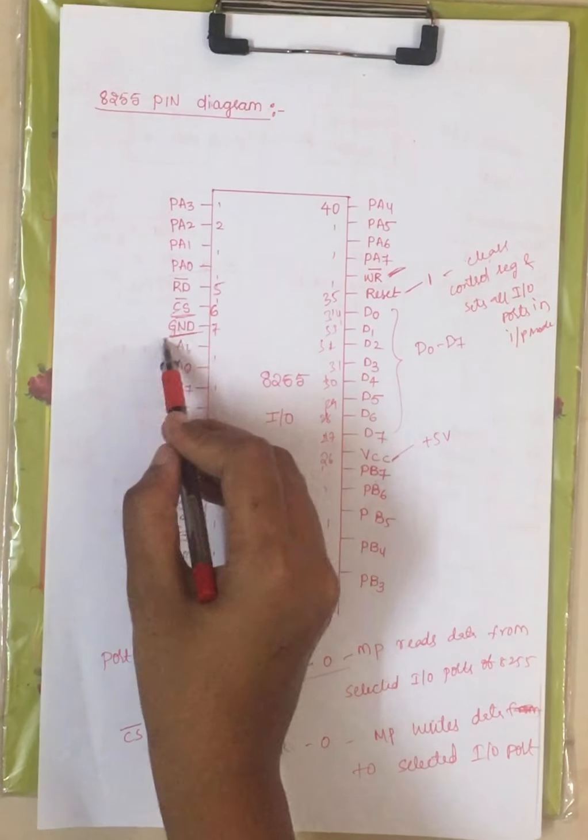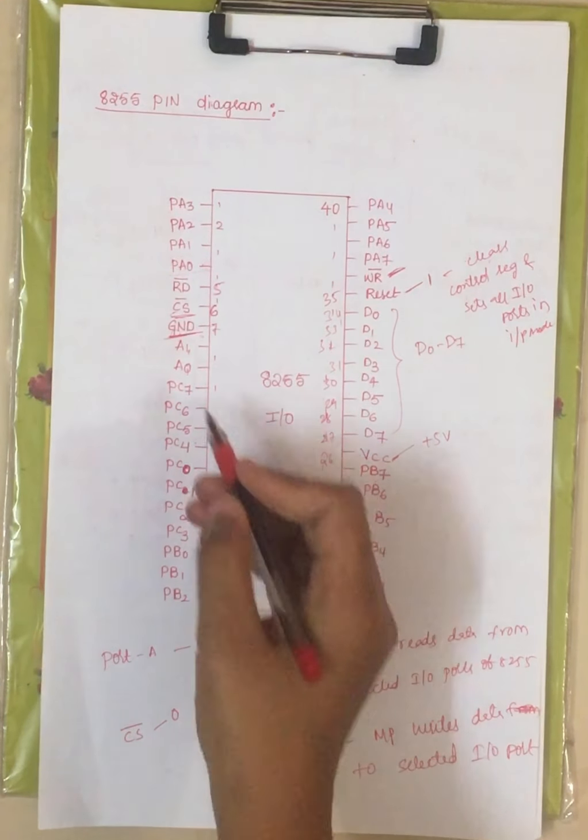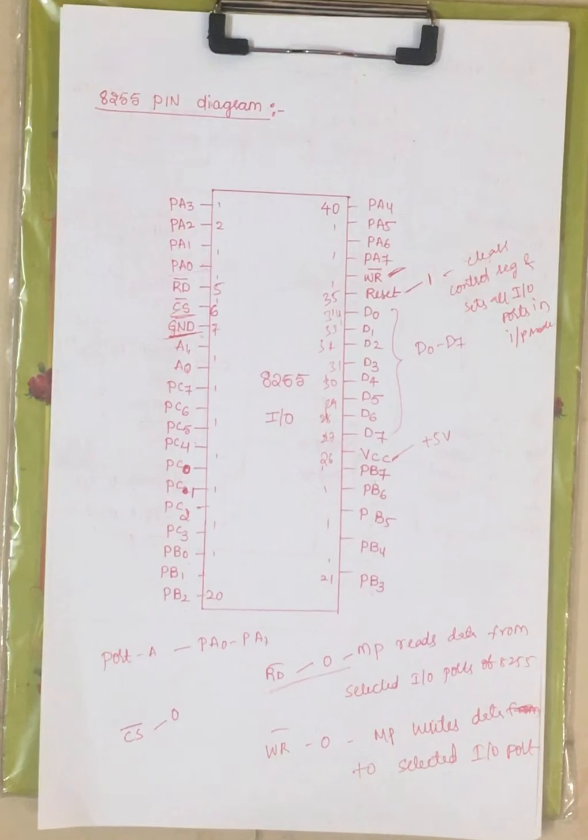And next we have ground reference. The 7th pin is your ground reference, and A1, A0, these are your address lines used to select a particular port. Either it may be port A, port B, port C or control word register, right? Now A1, A0 are the address lines which are used to select a particular port for read operation or write operation, right?